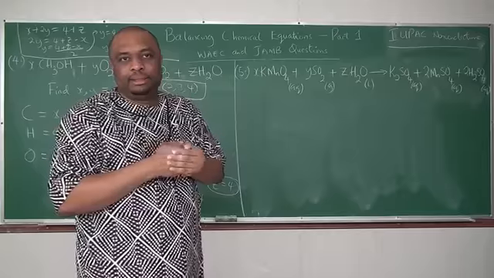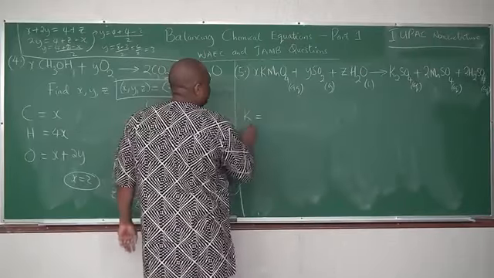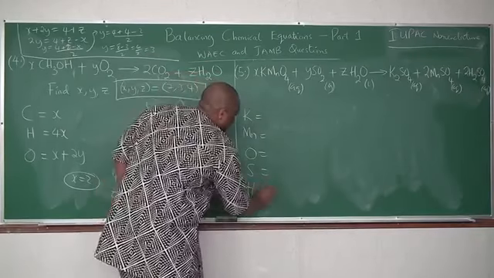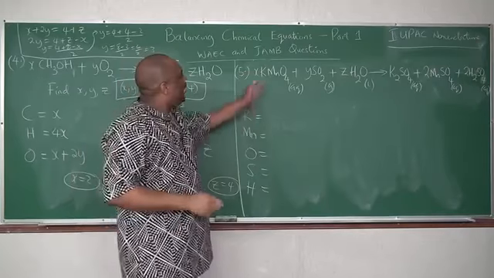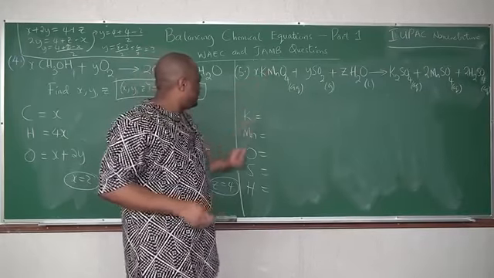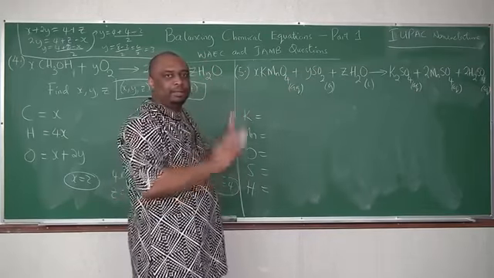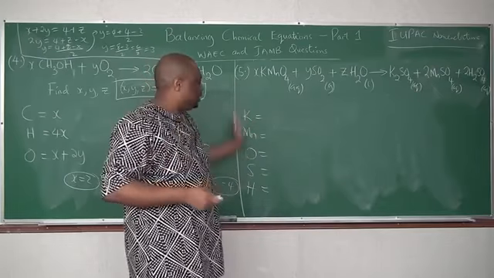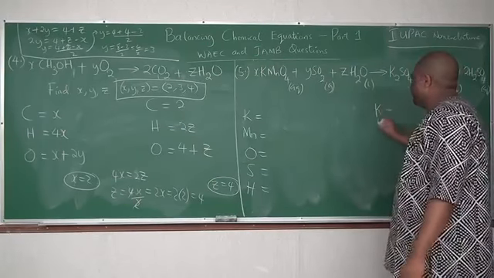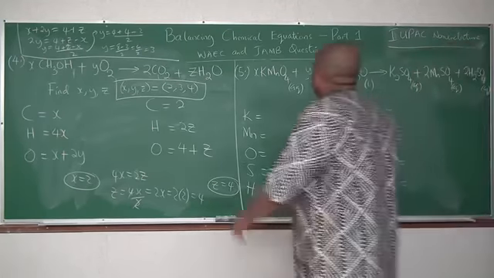So how do we do this? We still use the same principle. Potassium, manganese, oxygen, sulfur, and then hydrogen. I list them in the order that I see them, and that same order, you don't need to list things twice, I list it in the product. So I have potassium, manganese, oxygen, sulfur, hydrogen.